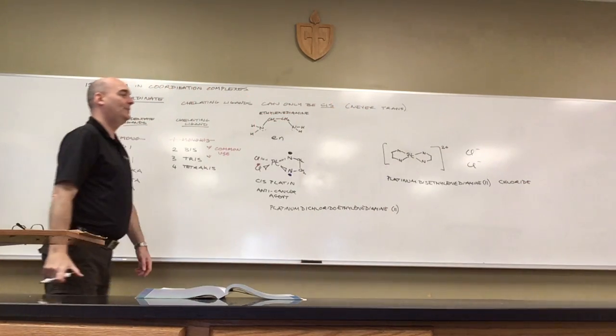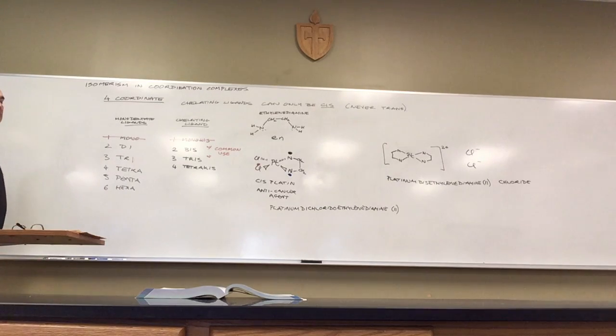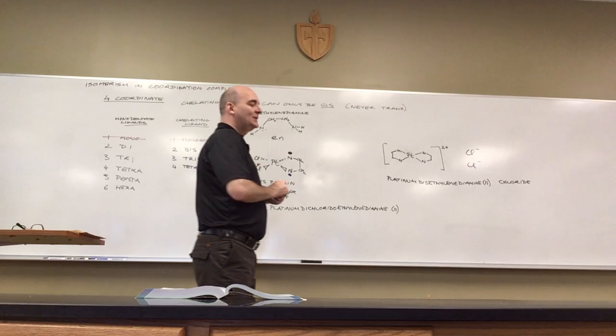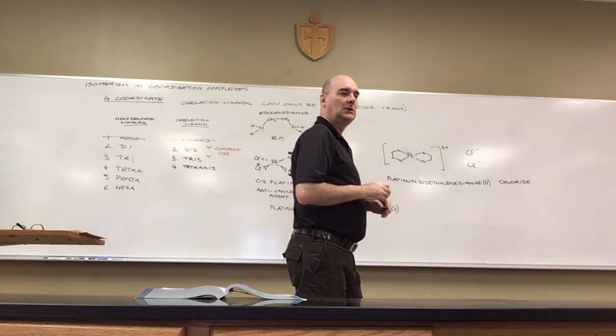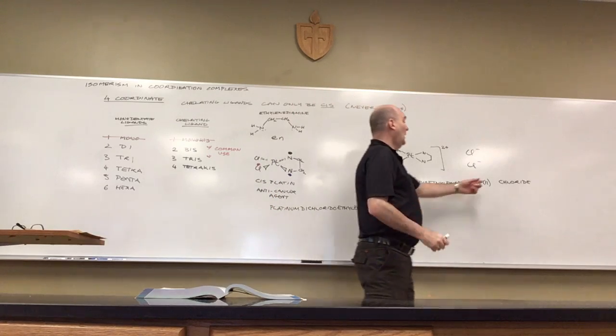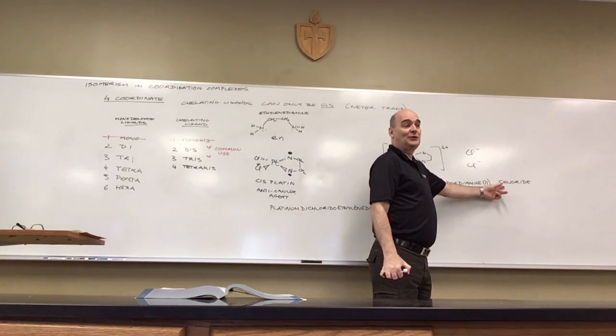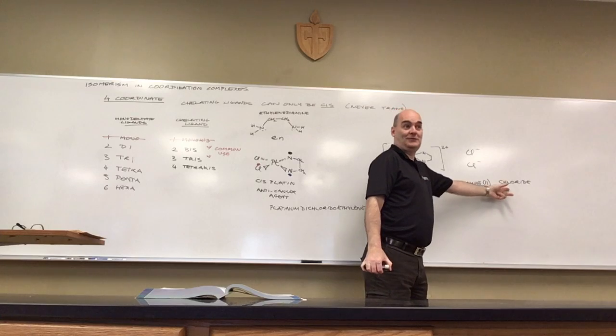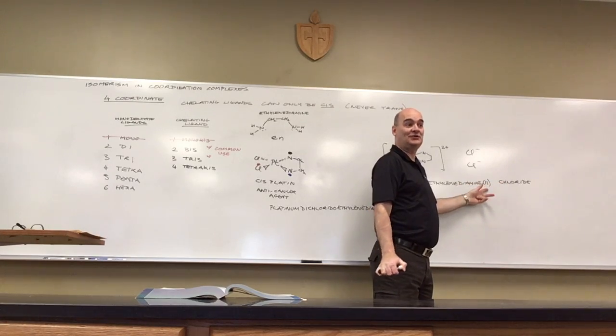Platinum bis ethylene diamine chloride. That tells me everything that's inside the square brackets. It tells me the oxidation state of the metal. And then it tells me everything that's outside the square brackets as well. And I have enough high school chemistry to know the chlorides are 1-, and therefore I'm going to have 2 of them to balance this charge.